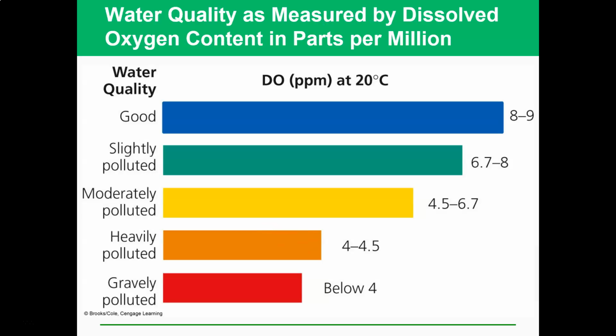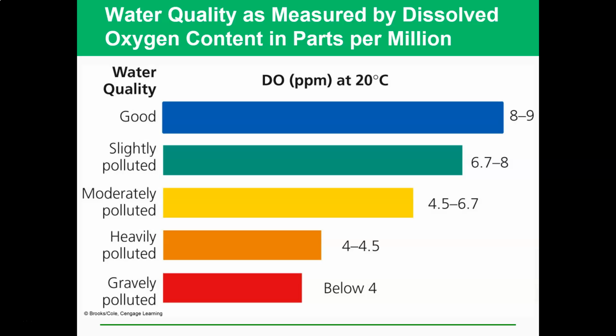All right, so if we look at dissolved oxygen just as a major factor, if we look at the parts per million, now this is kind of crazy, right? This is parts per million. So if you have 1 million parts of water, the amount that needs to be oxygen out of 1 million only needs to be 8 to 9 for it to be high quality. 8 out of 1 million, 9 out of 1 million, okay? So it's not a lot.